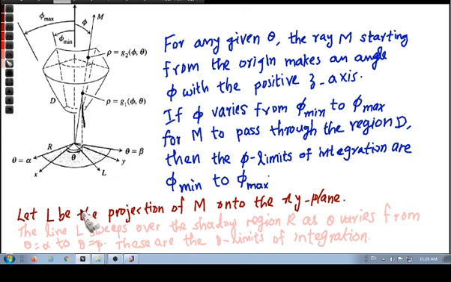Now finally, how to set up the limits for theta. For that you look at the shadow region R on the xy plane and draw the projection of M onto the xy plane, call it the ray L. So let L be the projection of M onto the xy plane. The line L sweeps over the shadow region R as theta varies from, let us say, theta equal to alpha to theta equal to beta. Then these alpha to beta are the theta limits of integration.